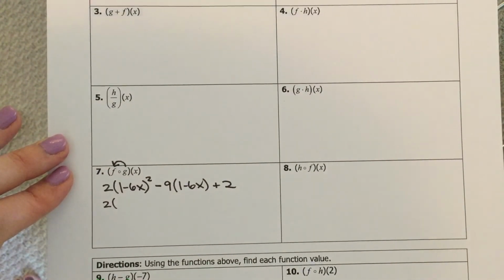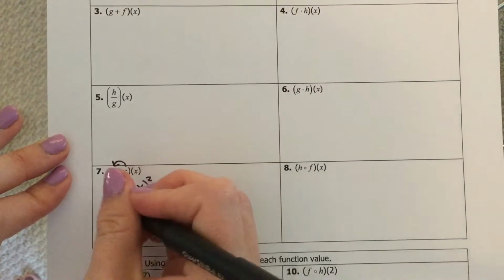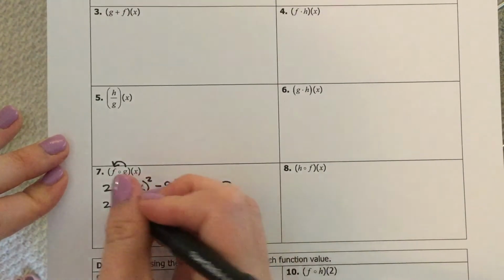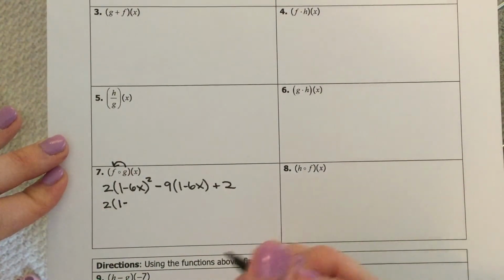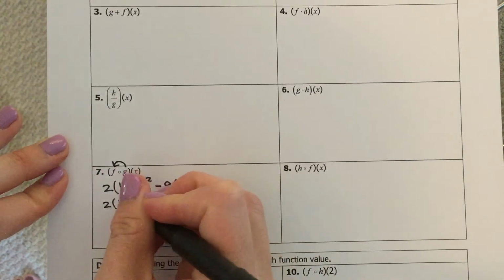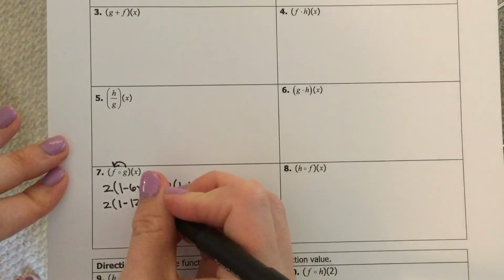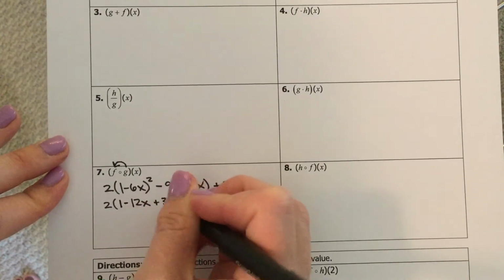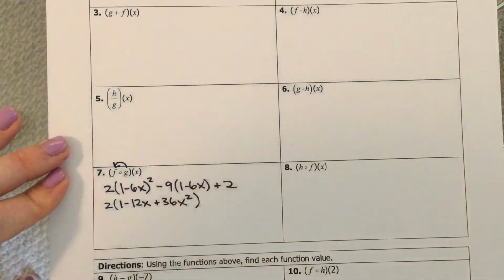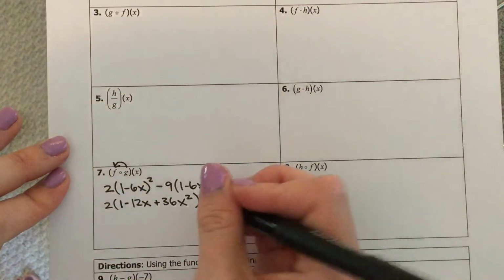So when I square the 1 minus 6x, I have 1 times 1, 1 times negative 6x, and then another 1 times negative 6x, so that ends up being a negative 12x, and negative 6x times negative 6x is a positive 36x squared. All right, so I do that first.